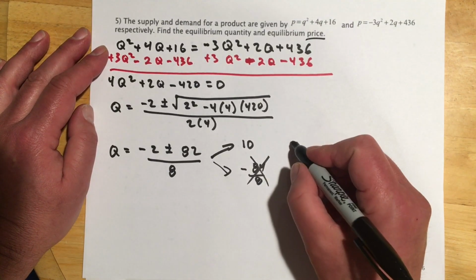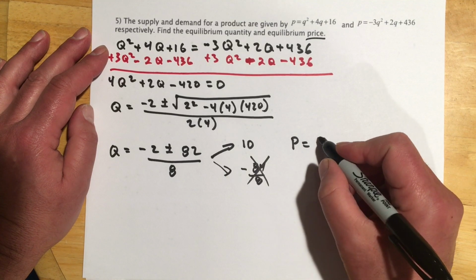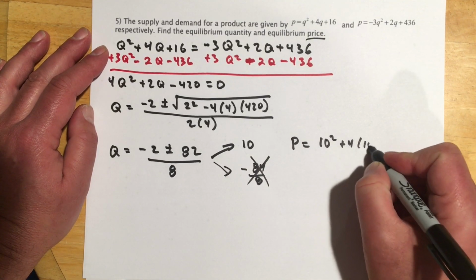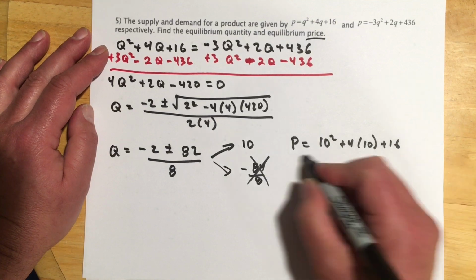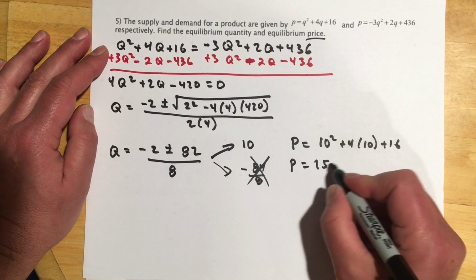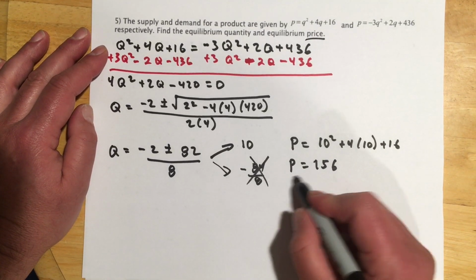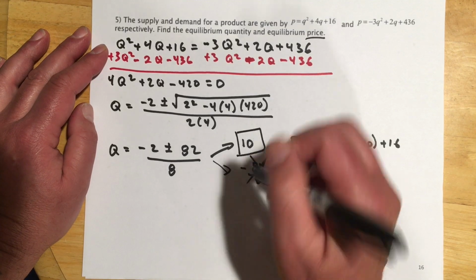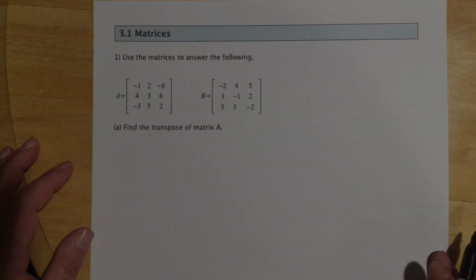So I'll put it in the slightly easier looking equation. So price equals 10 squared plus 4 times 10 plus 16. And throwing that in the calculator, I got 156. So my equilibrium price is right there, 156, and my equilibrium quantity back here was the 10.